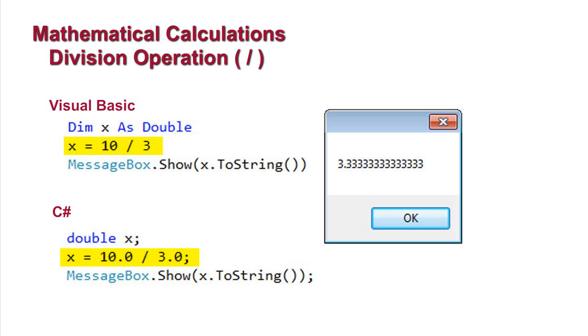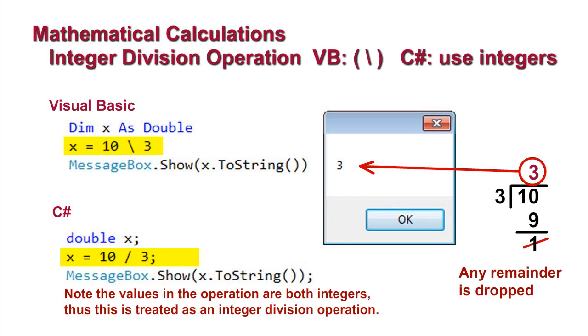It makes it a little tricky for division because we also have what's called integer division. And in VB, we're using a backslash instead of a slash. So in VB, if I divide 10 by 3, making it an integer division operation, the result is not 3.333. The result is 3. And what's happening in an integer division is the remainder is dropped. And you can see over there on the right that in a traditional math class, 3 goes into 10 3 times, and we have 1 left over. We drop that 1, and that 3 is the result.